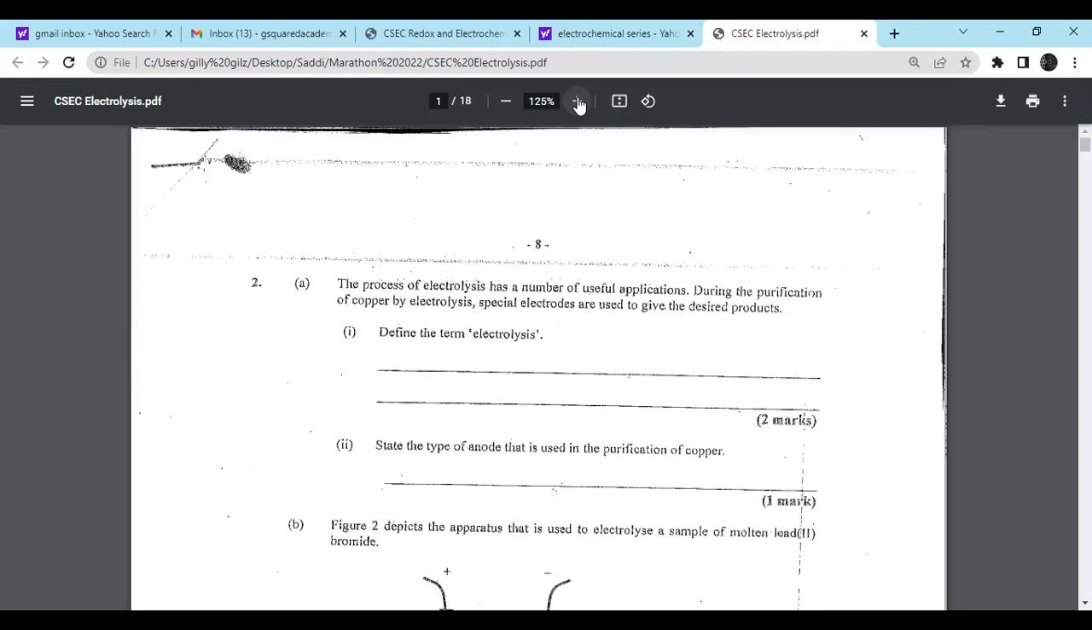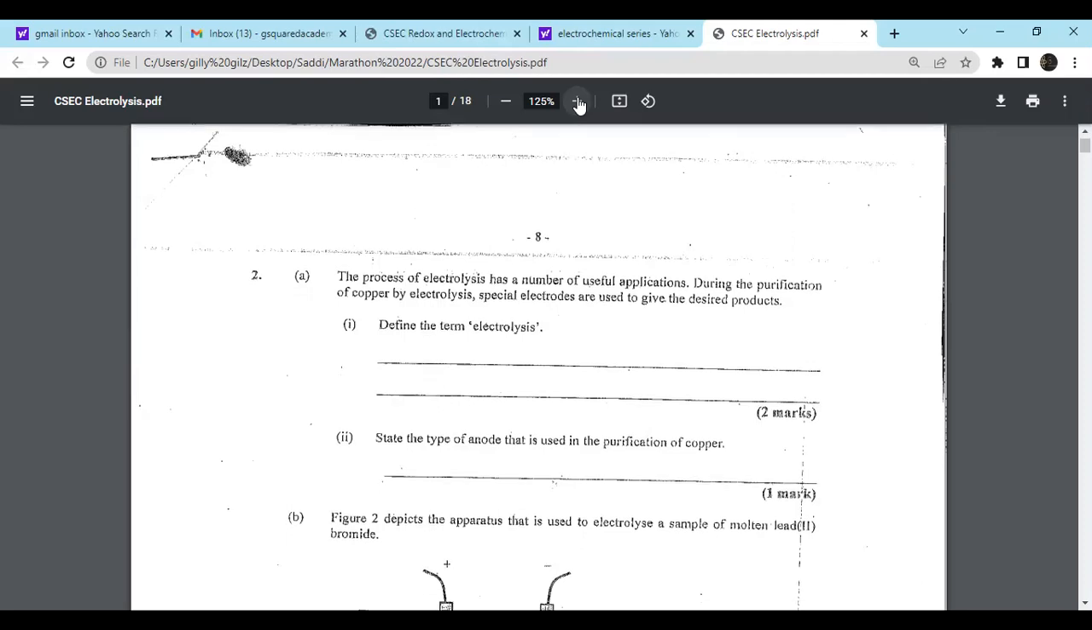State the type of anode that is used in the purification of copper. Notice that in this question, they're asking you for it. So in the purification of copper, it's going to be impure copper. That's the anode, impure copper.